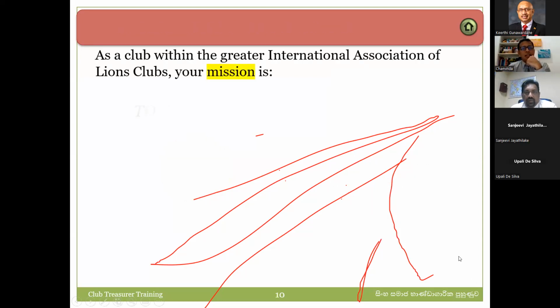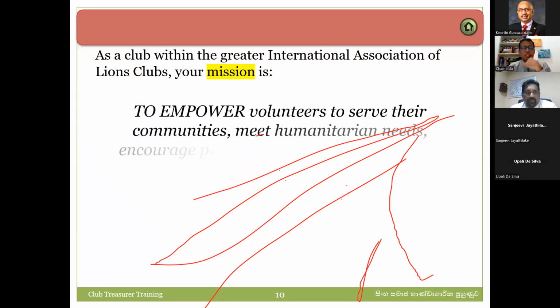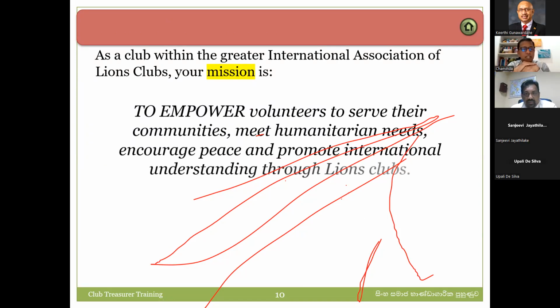As a club within the greater international association of Lions clubs, your mission. So let's talk a little about the club's mission. To empower volunteers to serve their communities, meet humanitarian needs, encourage peace, and promote international understanding through Lions clubs. All right? Okay, to empower volunteers. We must empower volunteers. To serve their communities. To work for our community. Right? Likewise, to meet humanitarian needs.